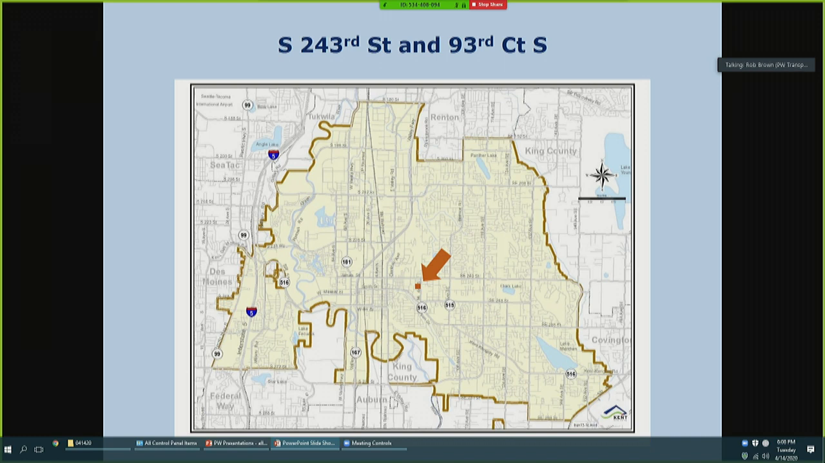Our next location is Southeast 243rd Street and 93rd Court South. This was one that the police department asked us to look at. Next slide, please.